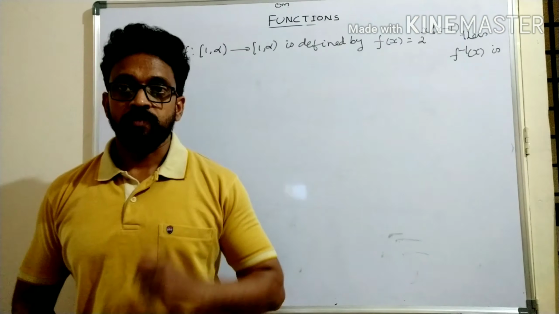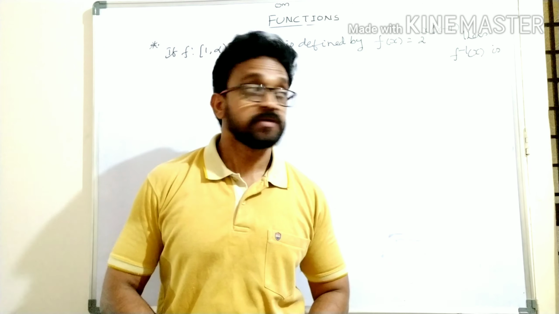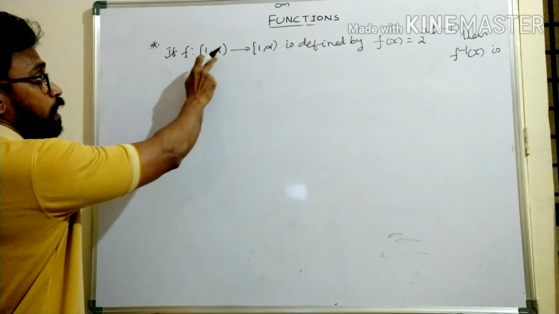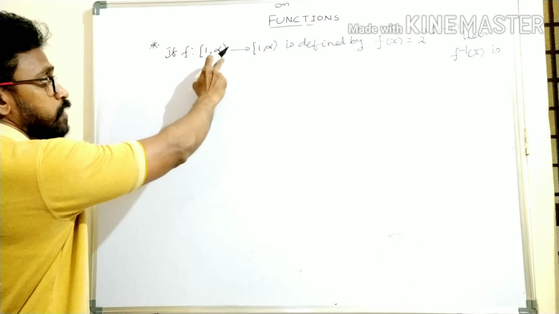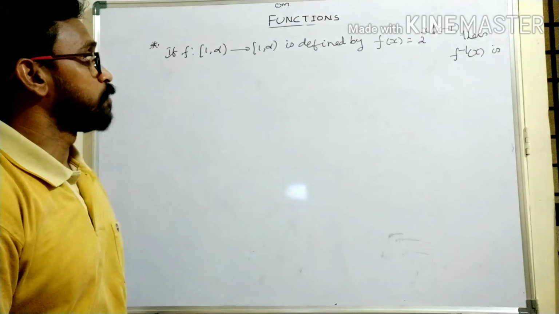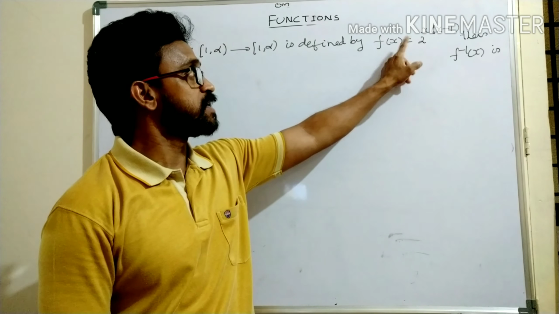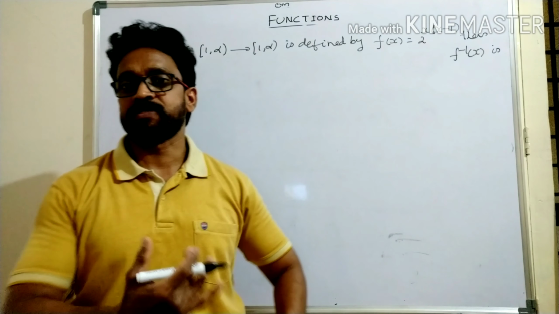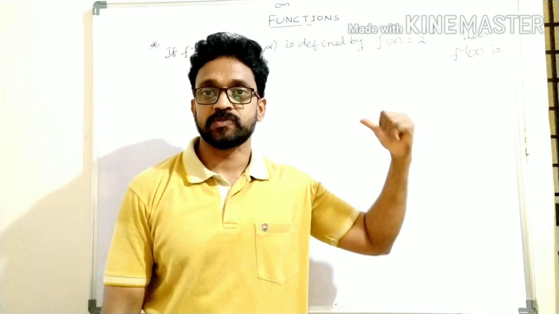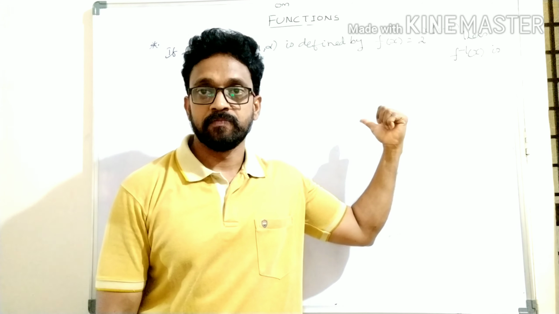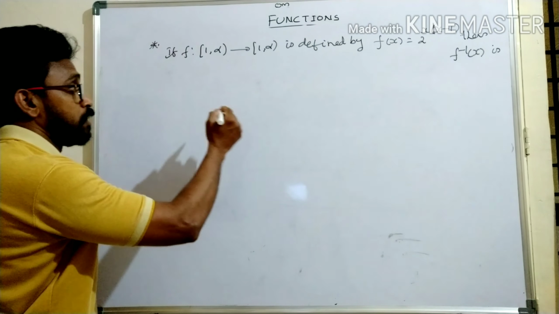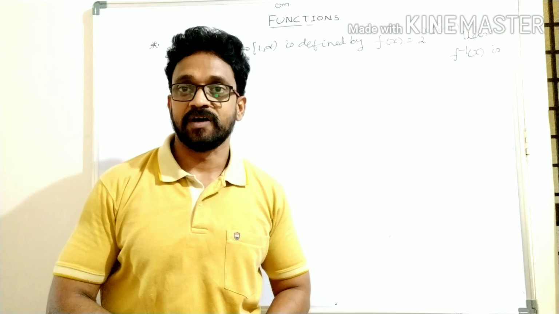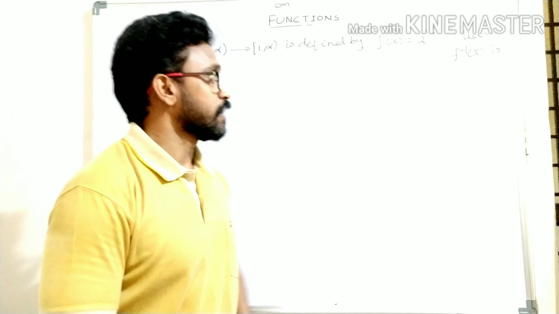Understood? Right. One more question we will discuss. Here, observe, f from [1, infinity) to [1, infinity). The function is defined as f of x is equal to 2 power x into x minus 1. Then f inverse of x is. This is also one of the IIT questions. First of all, observe here, the given function is one-one and onto. Okay, right.